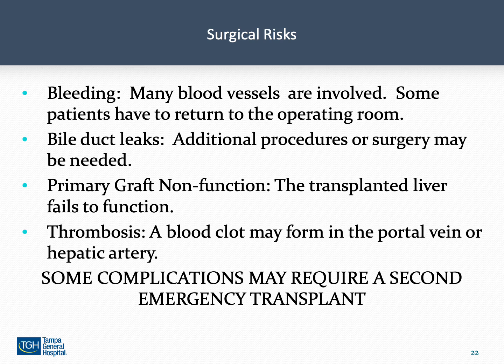Primary graft non-function. The transplanted liver fails to function. Thrombosis. A blood clot may form in the portal vein or hepatic artery. Some complications may require a second emergency transplant or repeat surgery.